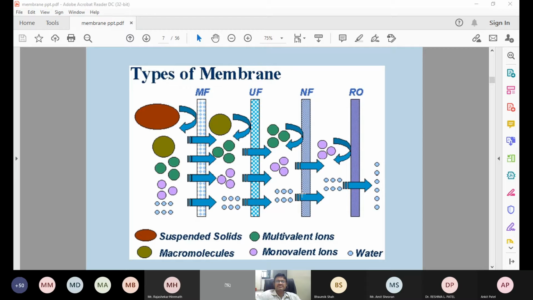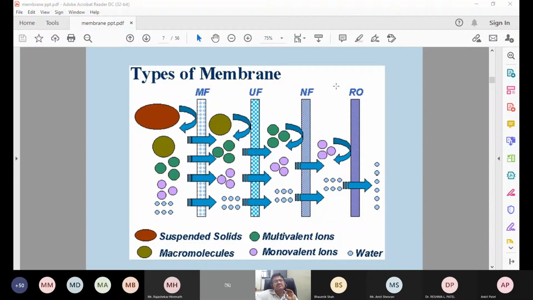Then nanofiltration. Nanofiltration can remove most things, but it cannot remove monovalent ions; the multivalent ions are retained and other things it permits. So dissolved solids also can go through the NF.